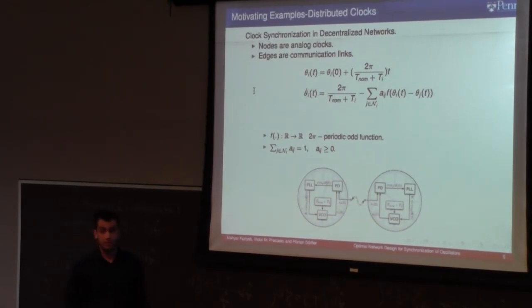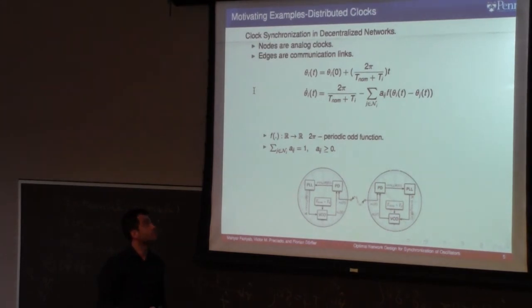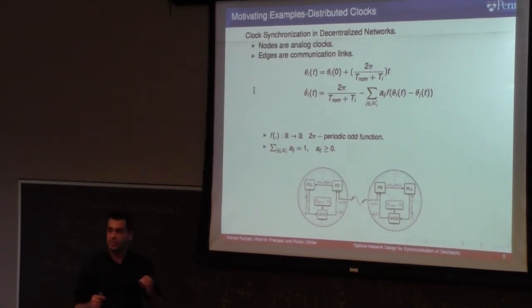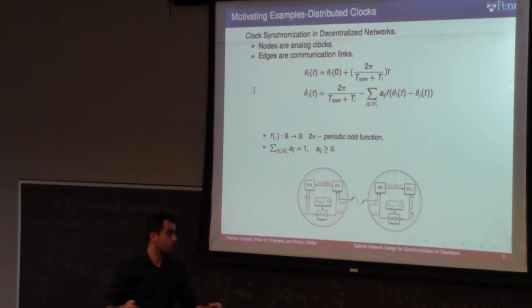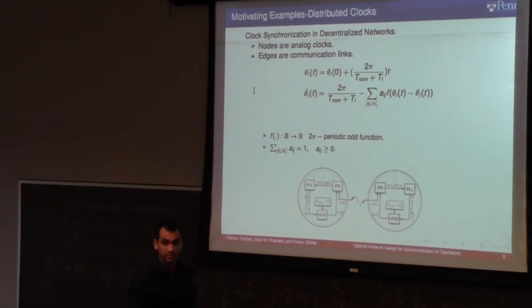The second example is clock synchronization in decentralized networks. Here, my nodes are a set of analog clocks. They want to do some distributed computation, and they have some internal clocks. The internal clocks are supposed to have the same natural frequency because the processors are supposed to be the same, right? But because of manufacturing imperfections, this nominal period T is not the same for all the processors.